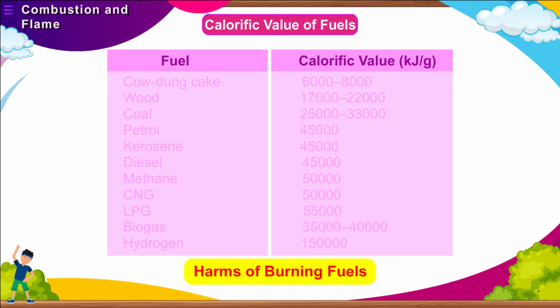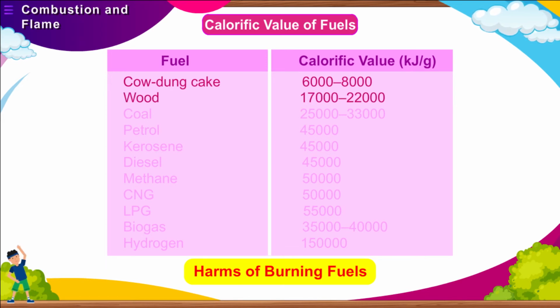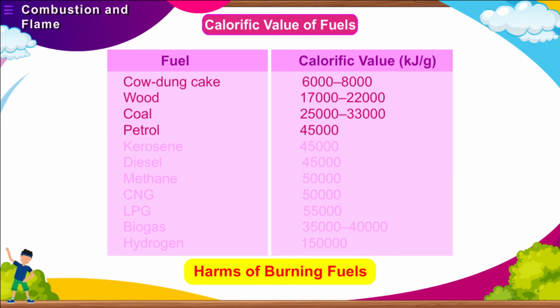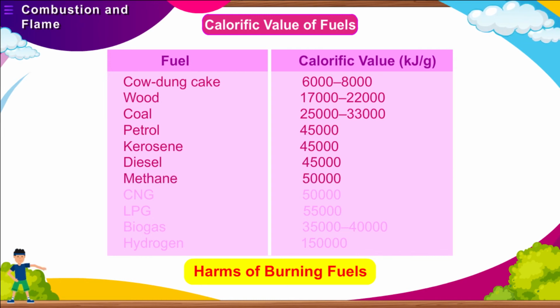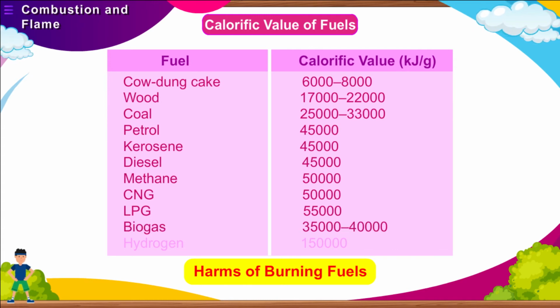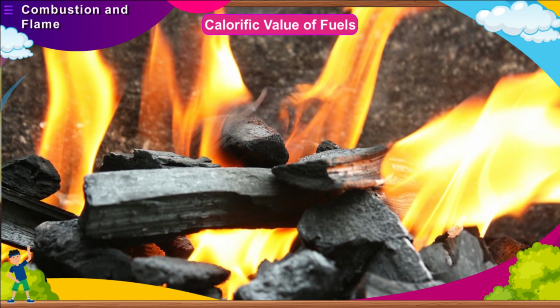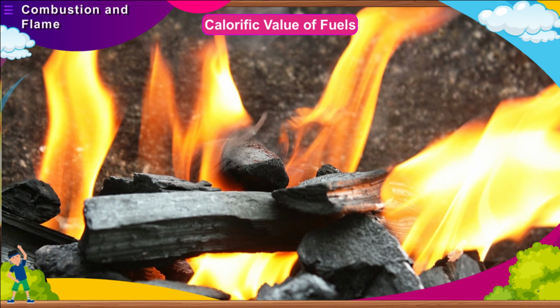Fuel, calorific value in kilojoule per gram. Cow dung cake 6,000 to 8,000. Wood 17,000 to 22,000. Coal 25,000 to 33,000. Petrol 45,000. Kerosene 45,000. Diesel 45,000. Methane 50,000. CNG 50,000. LPG 55,000. Biogas 35,000 to 40,000. Hydrogen 1,50,000. If a fuel is not completely burned, it releases carbon monoxide, which is a highly harmful gas.